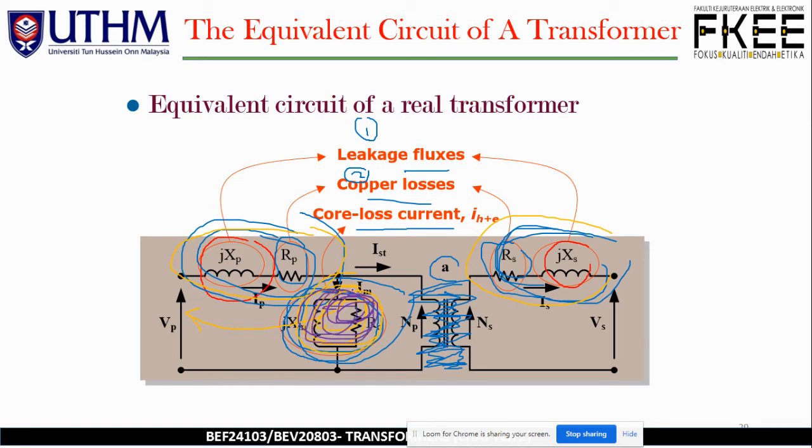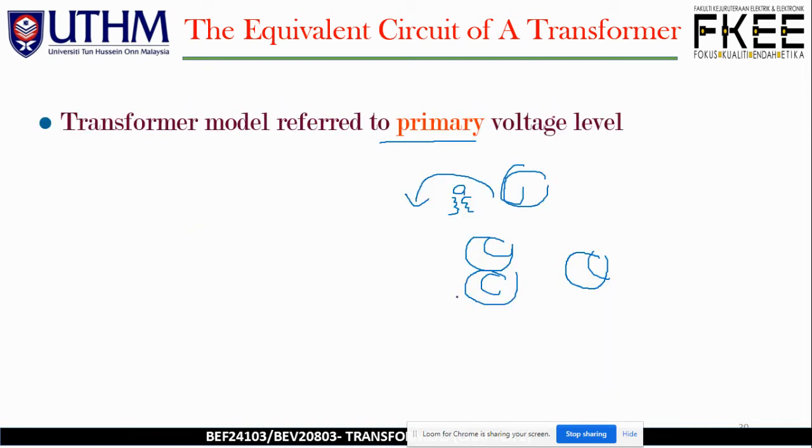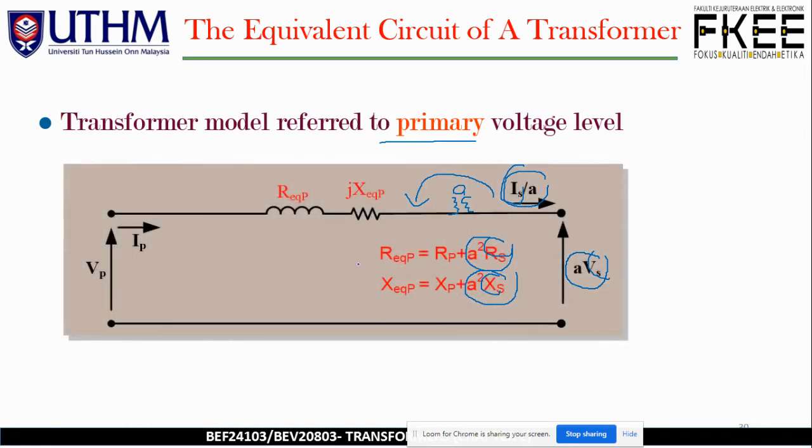So the excitation branch is simply moved to the front of the transformer here. The one I colored in purple is simply moved to the front of the transformer, and the primary and secondary are left in series with each other. This means here and here are left in series, just like this diagram. So they are all connected in series, and R equivalent P equals RP plus A squared RS, X equivalent P equals XP plus A squared XS.